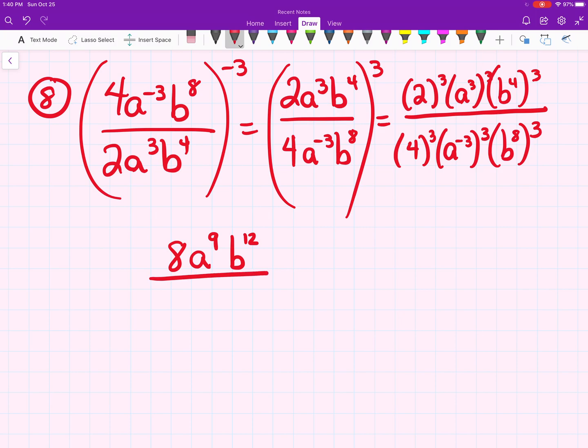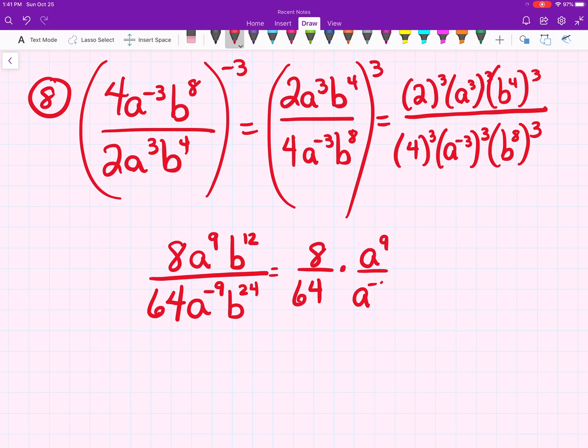In the bottom, we have 4 times 4 times 4, which is 64. a to the negative 3 to the 3rd is going to be a to the negative 9th, and we're going to deal with that in a minute. And then b to the 24th. So now let's look at each piece separately like we did before. 8 over 64 times a to the 9th over a to the negative 9th times b to the 12th over b to the 24th.